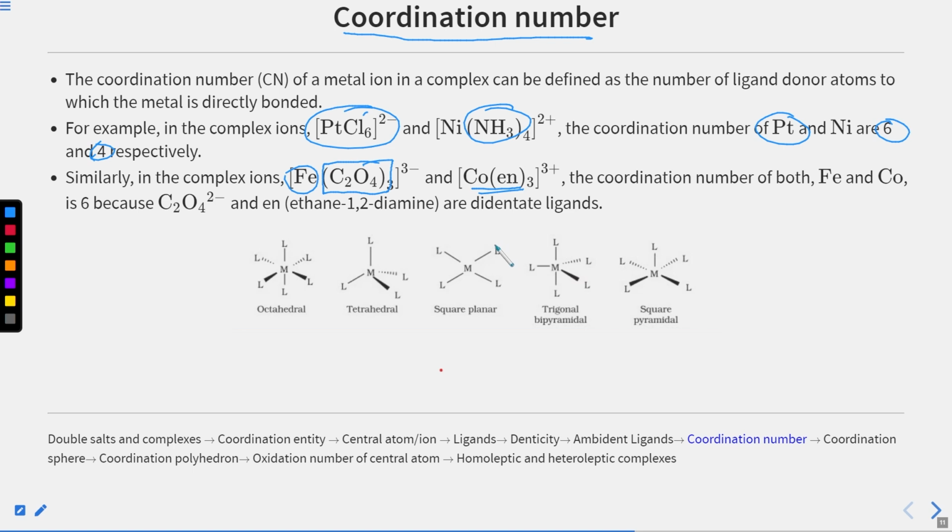You have seen this, I've told you the name, and this is the abbreviated form. Now again, I have mentioned that ethylene diamine can donate through 2 sites. Okay, so 2 multiplied by 3, again this cobalt has a coordination number of 6.